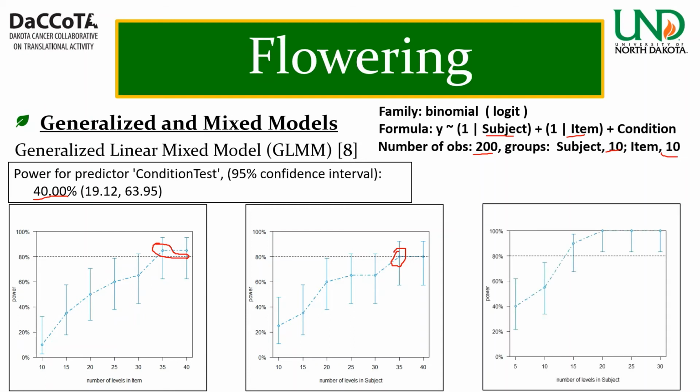So here, item is already increased to 30. And then if we start increasing subject, we see that if we just hit 15 subjects with an item set of 30, we can get enough power. So there we go.